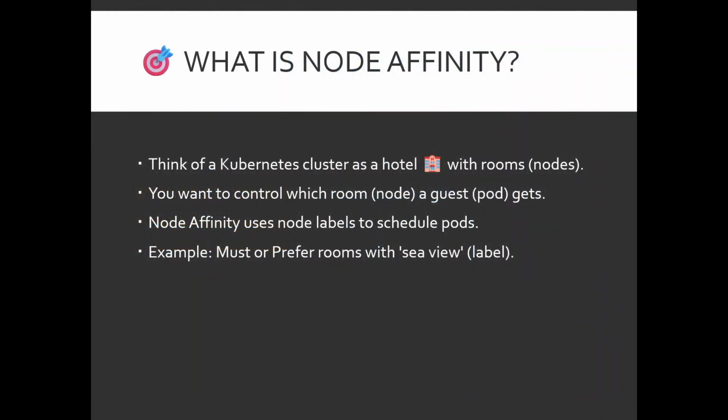Think of the Kubernetes cluster as a hotel with multiple rooms, and the rooms are nodes. We want to control where guests should stay based on the room features, which we call labels. Some guests want a sea view from the room, and some guests prefer a sea view but still want a city view if nothing is available, they will accept it. That's what node affinity does. It controls where the pod gets scheduled based on the node label.